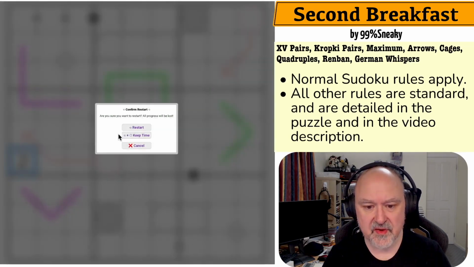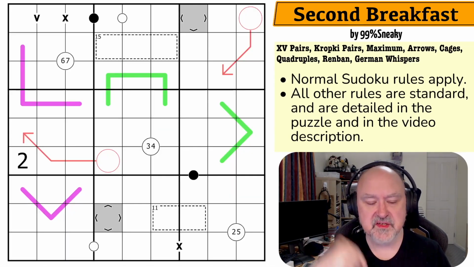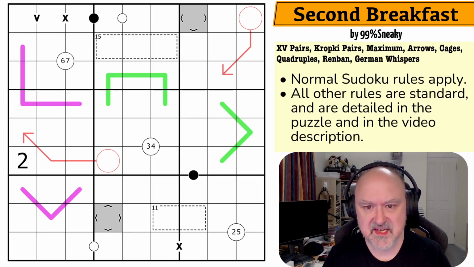I'm going to restart the puzzle to restart my timer. You can try this puzzle on the link below. Let's give this a shot.